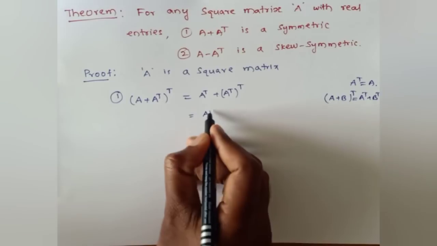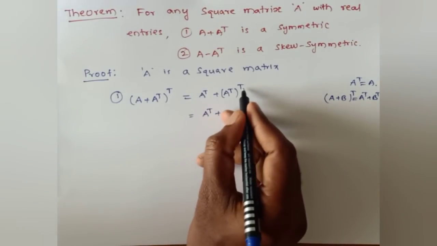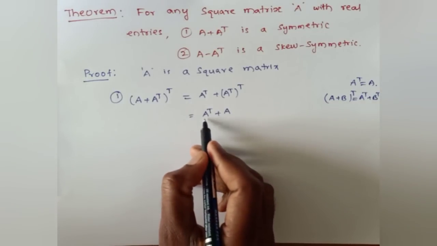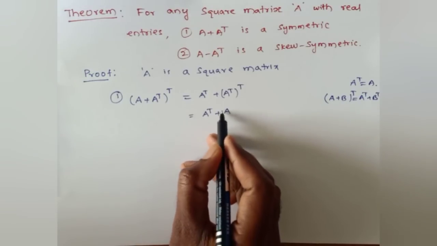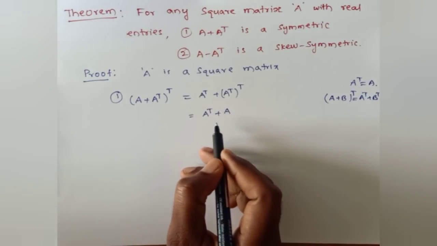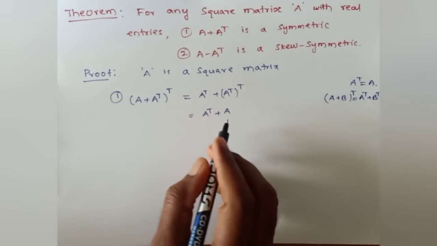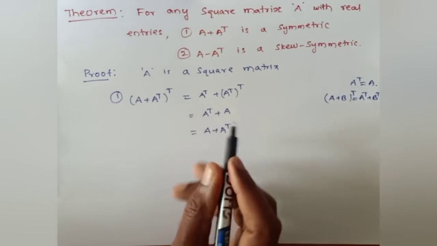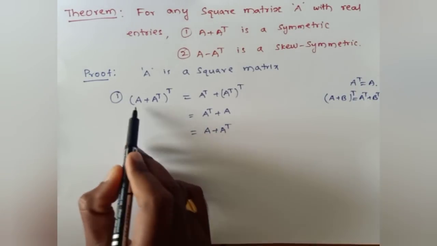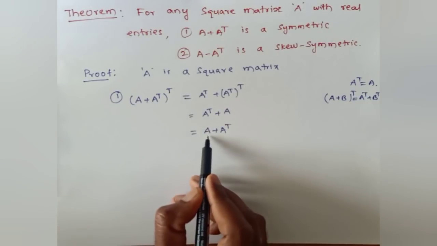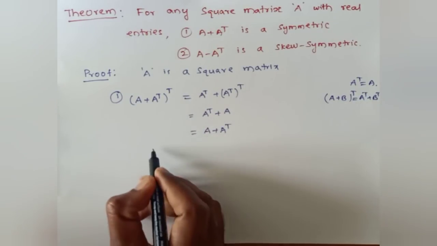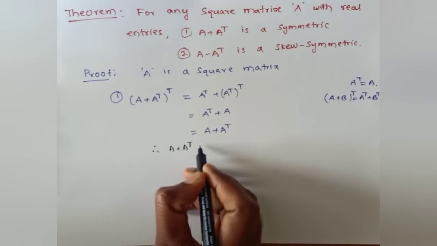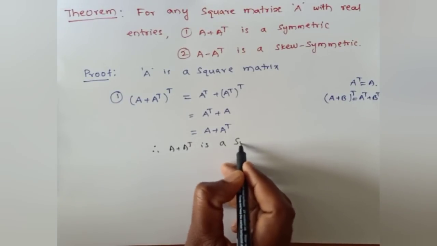Okay, now this is A transpose plus A transpose whole transpose, which is again A. Now it is in the form of A plus B. With respect to addition, matrices satisfy the commutative property, so we can write this as A plus A transpose also. So A plus A transpose whole transpose is equal to A plus A transpose. Therefore the matrix A plus A transpose is a symmetric matrix.